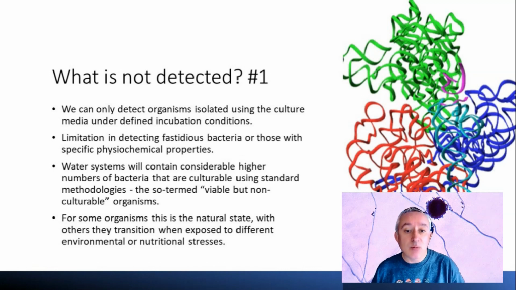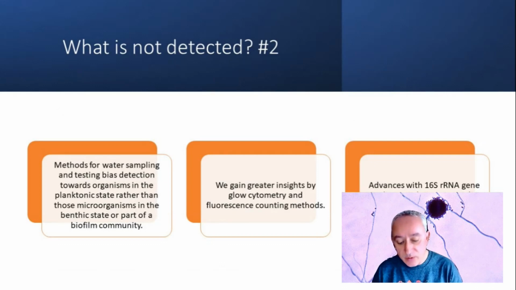It also stands that our water monitoring will have a bias towards those organisms that are in the planktonic or free-floating state, rather than those organisms that are in the benthic state, that is attached to a substratum or part of a biofilm community. And we know that there are variances when using alternative methods to assess microbial numbers in water, such as flow cytometry, and this will indicate that there are far greater numbers than the culture methods suggest. Flow cytometry can detect the number of cells per sample, and alternatively we can use other identification methods like 16S rRNA gene amplicon analysis, which also reveals a greater diversity in a water system than the standard laboratory culture methods can provide.